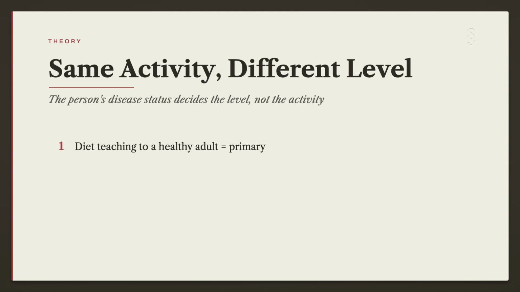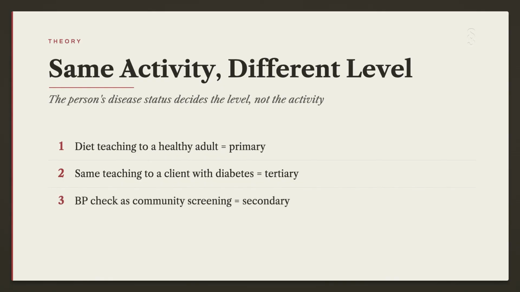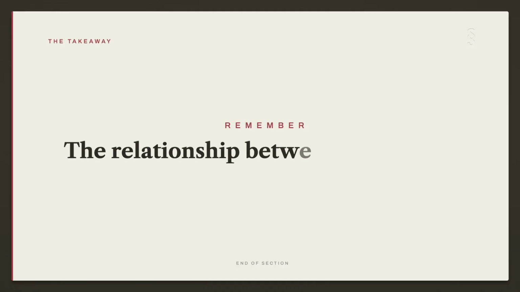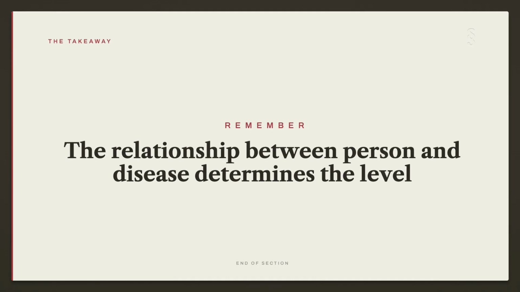Teaching about diet to a healthy adult is primary prevention, but the same teaching given to someone with diabetes is tertiary because it manages disease already present. A blood pressure check at a screening event is secondary, while monitoring blood pressure in someone already diagnosed with hypertension is tertiary. Whenever a question describes an activity, ask one thing: does this person already have the condition? And is the goal to stop it starting, catch it early, or limit what it has already done? That answer, not the activity itself, tells you the level.